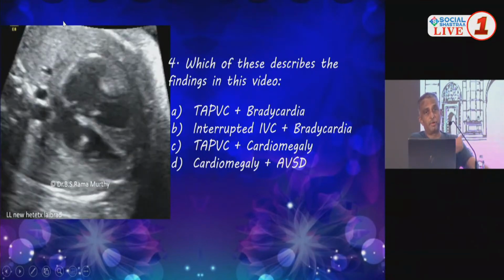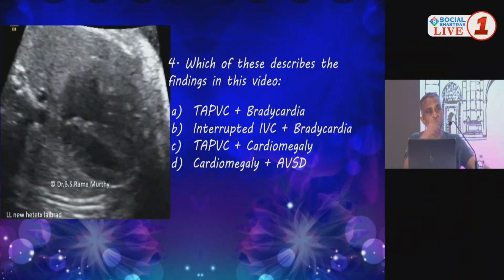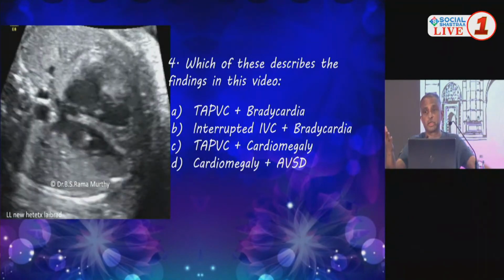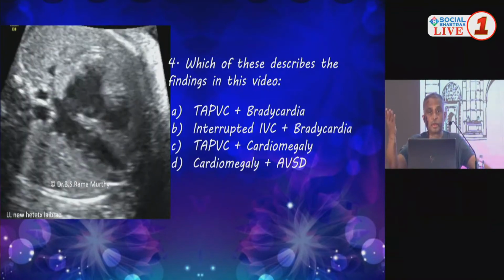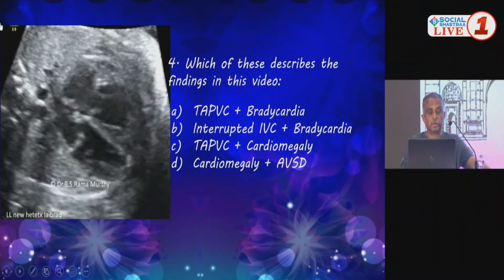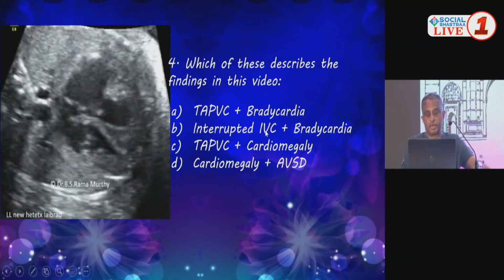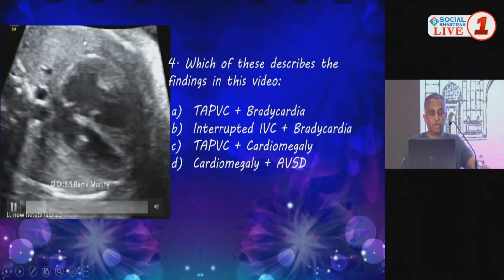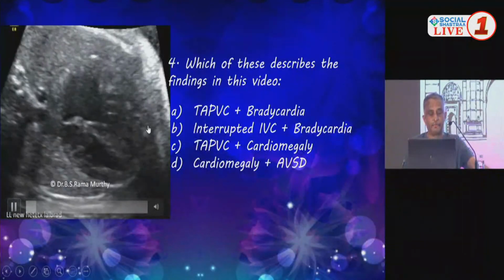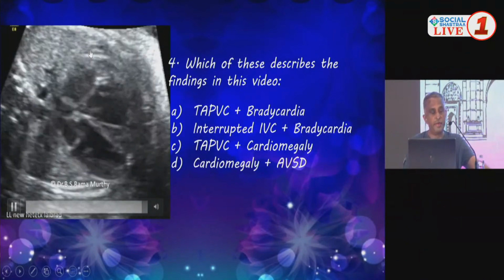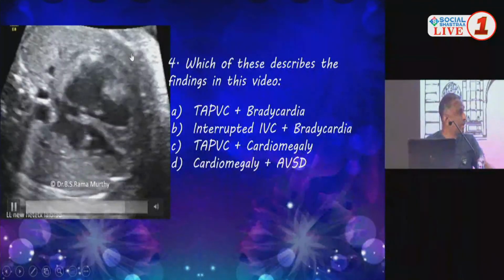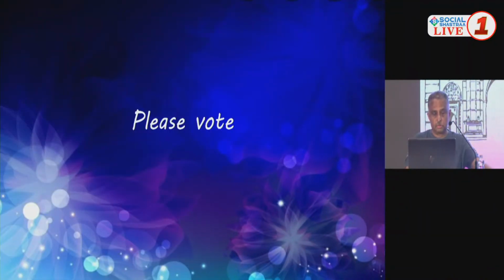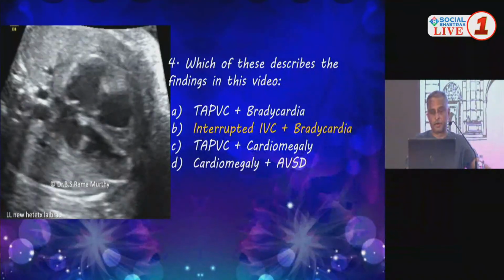But here, what has happened to the azygous vein? It is dilated. So that's azygous continuation. Azygous dilatation and continuation is a hallmark of IVC interruption. So the correct choice is interrupted IVC plus bradycardia. Yes, there is a heart block here. You have 2 times atrial contraction to 1 time ventricular contraction. So B is the right choice, and about 18% got it right. Interrupted IVC with bradycardia.